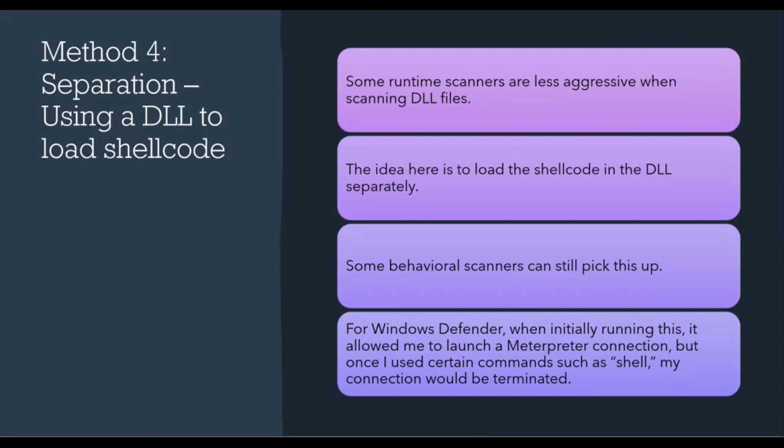So I created a loader which used LoadLibrary to load the shellcode from the DLL, and this is able to sometimes bypass the runtime scanners. Sometimes this can still be picked up by behavioral scanners, but it depends. Sometimes it's able to evade behavioral scanners as well. This was mostly successful at the time when I tested it on Windows Defender. A remote session would be launched, but then when certain commands were run, such as the shell command, it would often get picked up by Windows Defender's behavioral scanners.